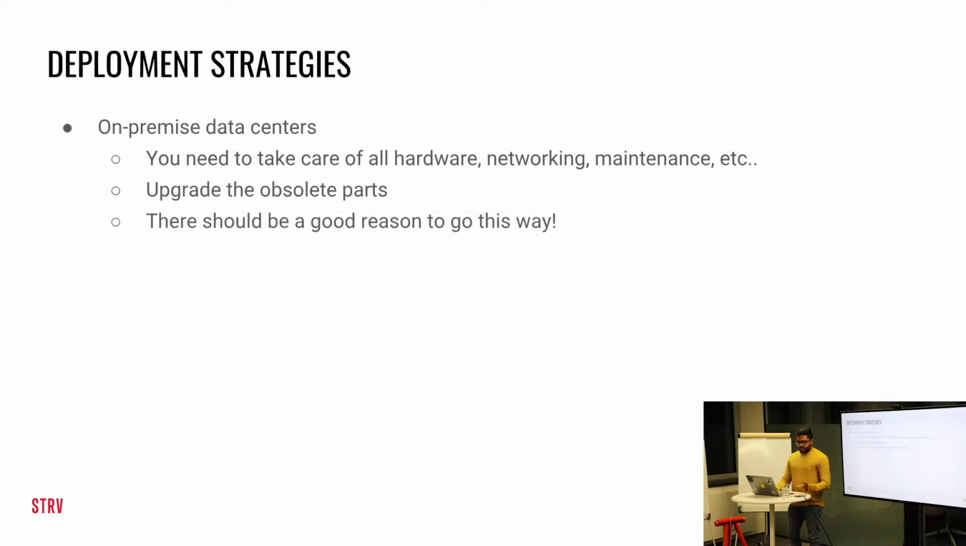And actually, there should be a good reason to go this way, because of course, right now we use a cloud deployment strategy, but the on-premise data center is not a bad way. There should be a good reason. For example, you're running some government stuff, and you need to have your database in a specific place. Some license stuff. For example, you're saving credit card stuff, so it's better to have it in your own data centers. So there should be a good reason. But the second one is just cloud.